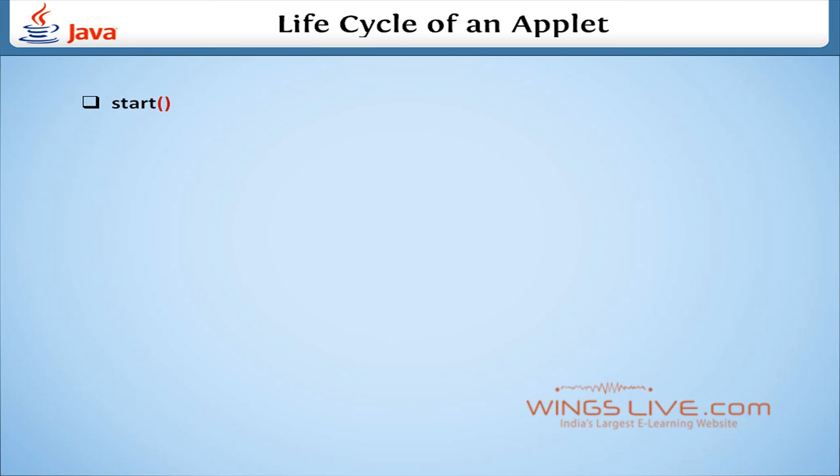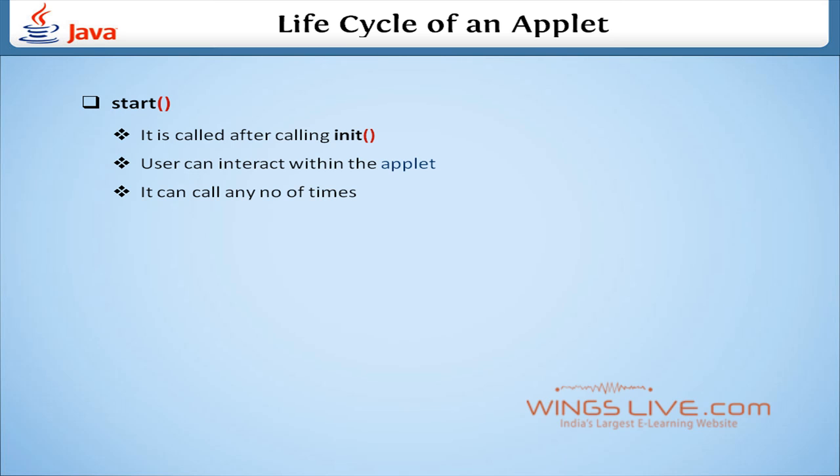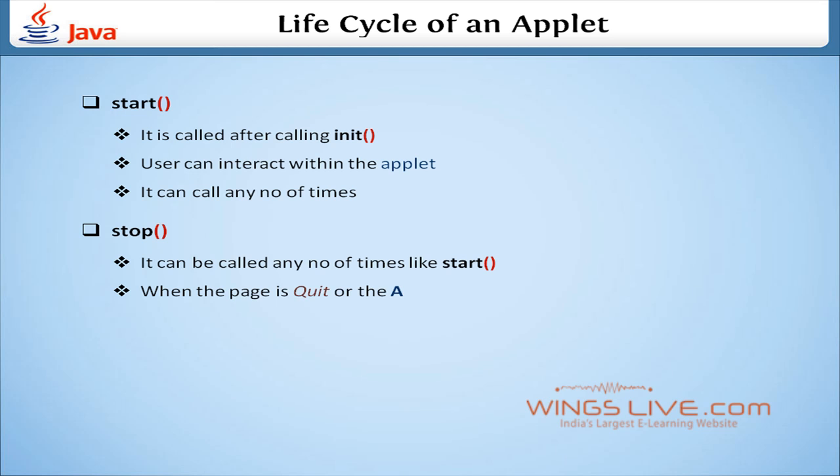Next one is start. The start method is called after calling the init method. Here, the user can interact with the applet. The start method may be called any number of times in the applet life cycle. Next one is stop. The stop method can also be called any number of times, like the start method. The stop method is called when the page is quit or the applet viewer is minimized. But it should be called at least once in the life cycle.